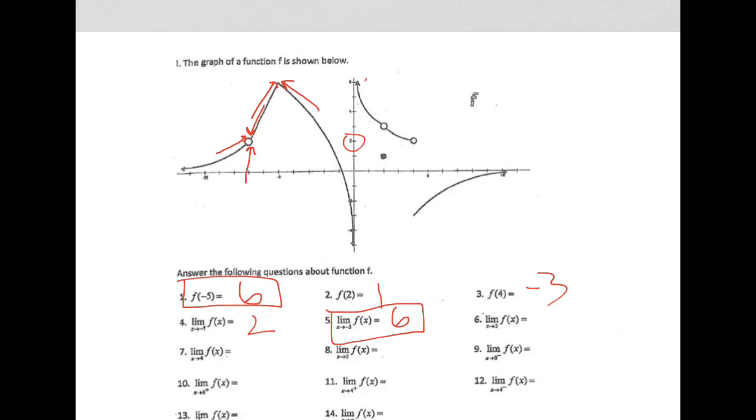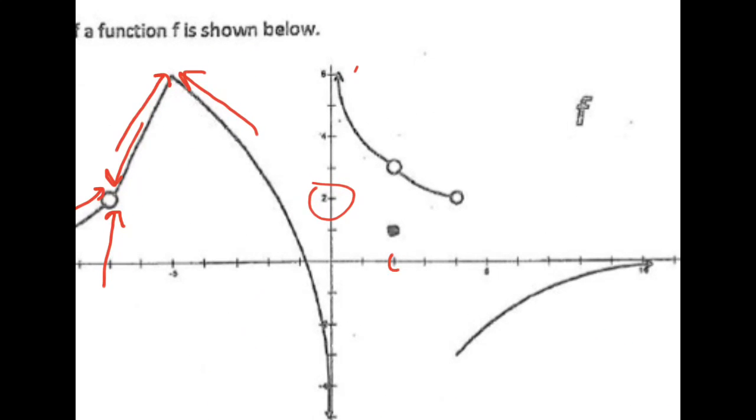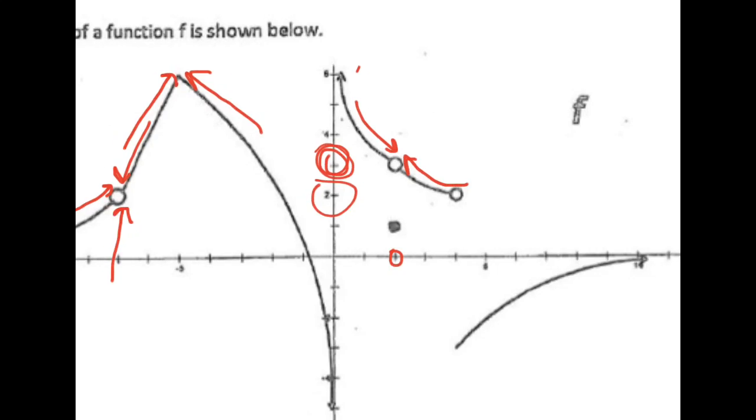So now let's look at the limit as x approaches 2. Well, again, there's x equals 2. As we approach it from the left, we're up there heading towards that hole. As we approach from the right, we're also heading towards that hole, which has a y value of 3.